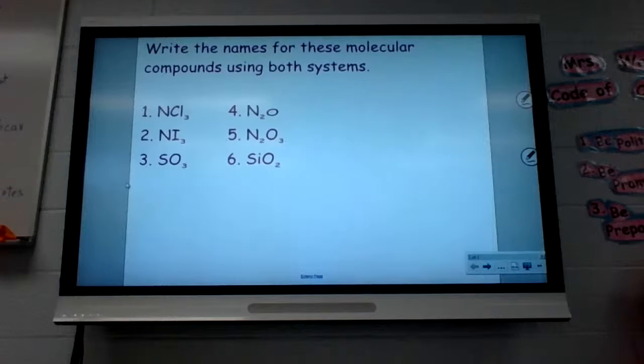All right, let's see what you've done on this next. Nitrogen 3 chloride. 2, nitrogen 3 iodide. 3, sulfur 6 oxide, it was reduced. 4, nitrogen 1 oxide. 5, nitrogen 3 oxide. And 6, silicon 4 oxide. If you didn't finish them all, it's fine.